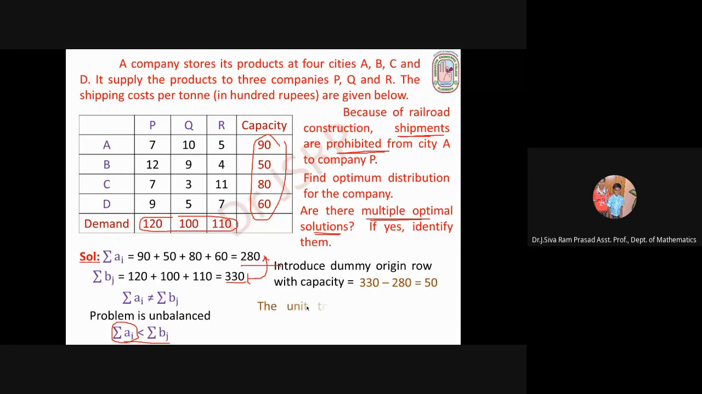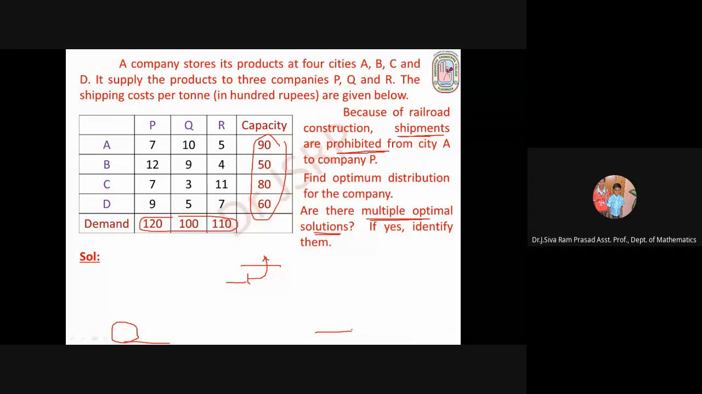And for all these dummy cells, the transportation cost per unit is 0, as usual. The unit transportation cost to these dummy cells equals 0. Okay. So next, before going to the solution part, observe the problem. Here, shipments are prohibited from city A to company P. Actually, from the table, from city A to company P, transportation cost is 700 rupees. But at present, the transportation is not possible from city A to company P. So we cannot consider this shipment.